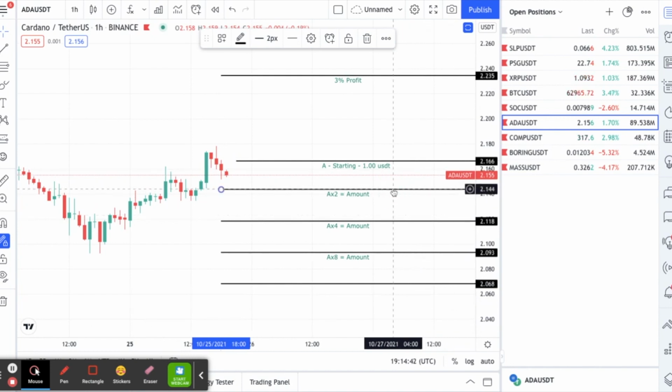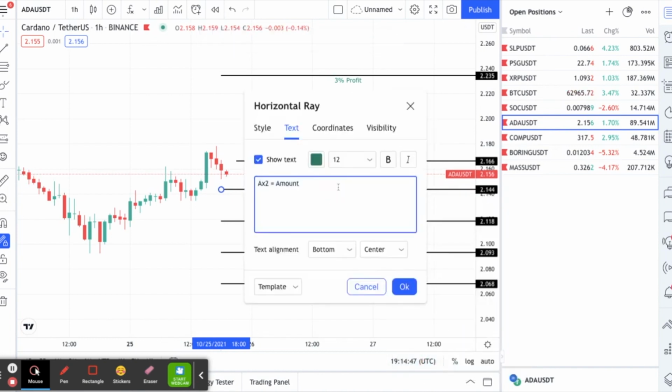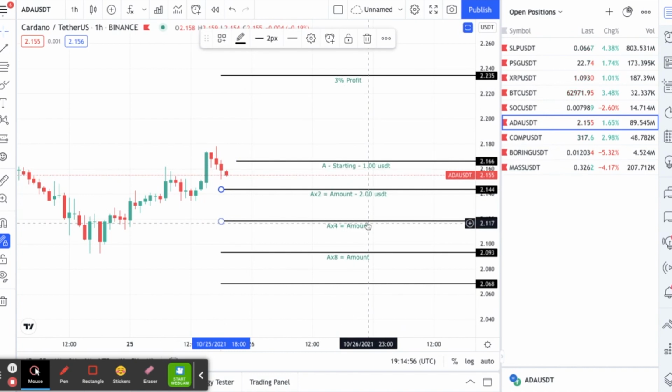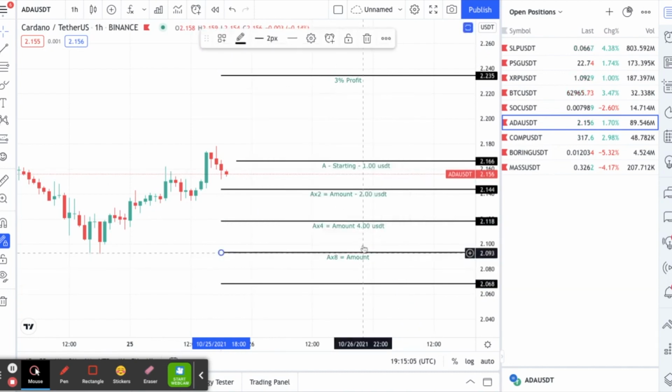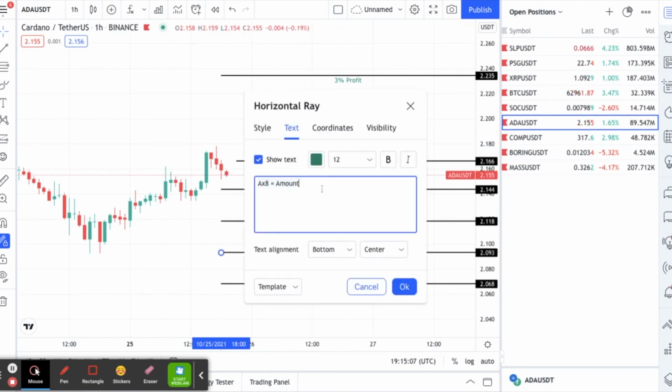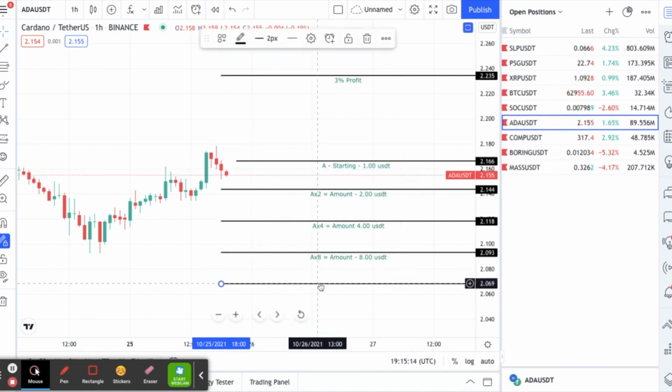This one will be A times 2, so that would be $2 USDT. This one will be $4 USDT, and you can see how this continues on. This one is going to be $8 USDT, and then you have $16 down here, okay?